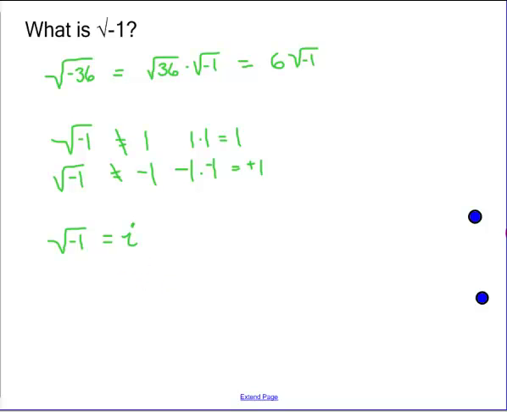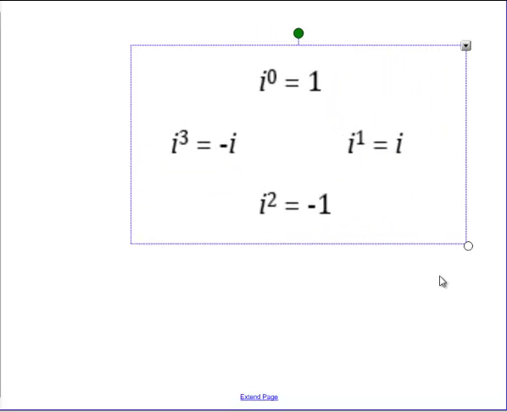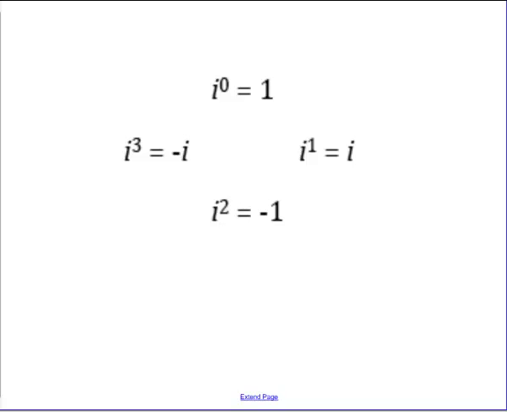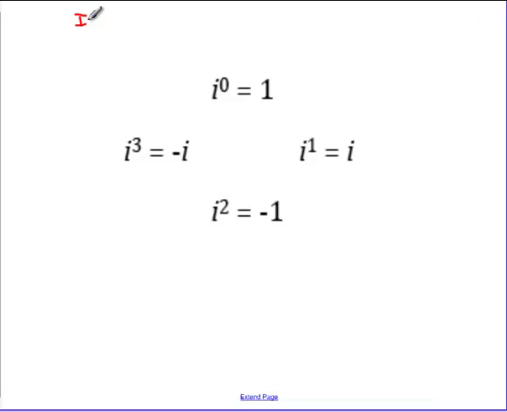So Gauss then said, let me take this a step further. This is where you'd want to pause the video and write this down. This is called the imaginary clock. So right now, pause the video and write this all down.